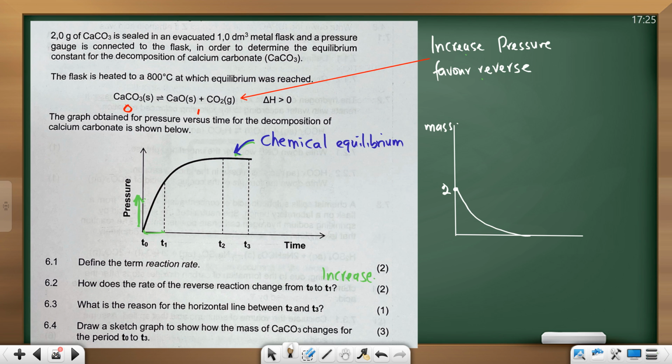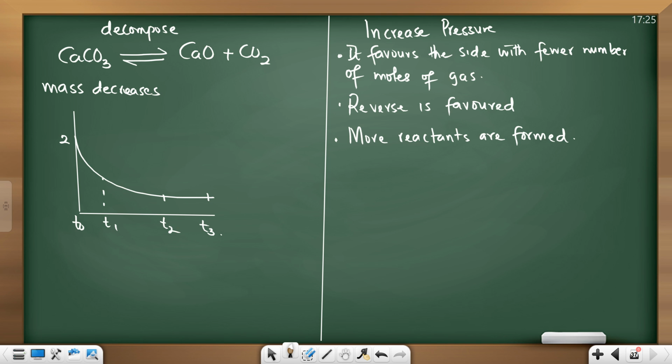The examiner says, draw a sketch to show how the mass of calcium carbonate changes for the period between T0 and what? T3. What's going on between T0 and T3? We are increasing what? Pressure. As we increase pressure, what happens to the mass of calcium carbonate? It increases. We're done. The pressure increases.